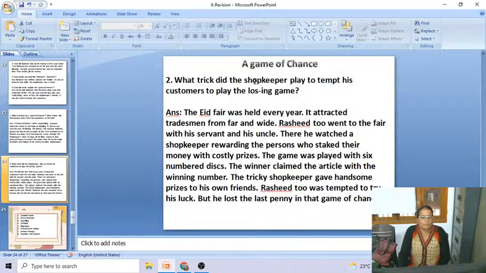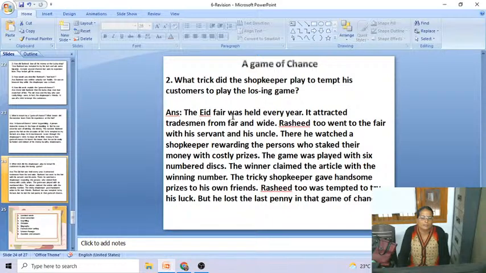Now look here, question number 2. What trick did the shopkeeper play to tempt his customers to play the losing game? He never declared that this is a losing game, and he had a trick to make the people, those who are watching, to play it.